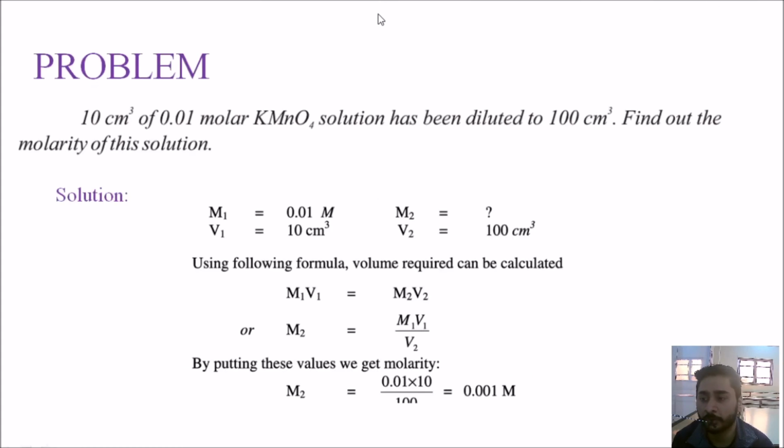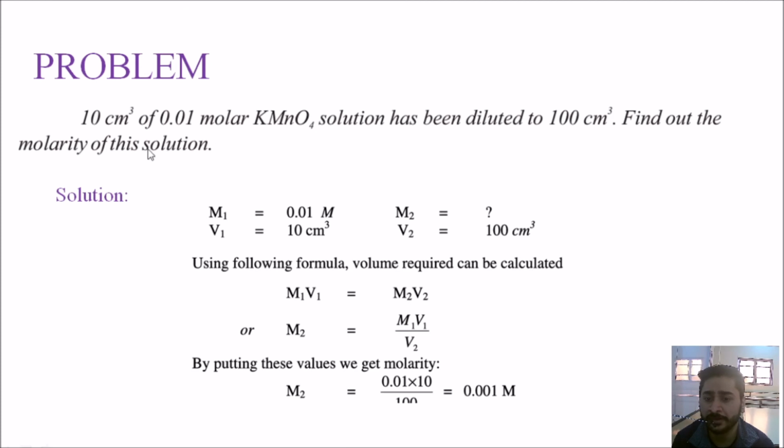Now we have a problem. We have 10 centimeter cube of 0.01 molar KMnO4. So we have this concentration of KMnO4 and the volume is 10 centimeter cube. And the solution has been diluted. It has been diluted to how much? 100 centimeter cube. So 10 centimeter cube is now diluted to 100 centimeter cube. Find out the molarity of this solution.